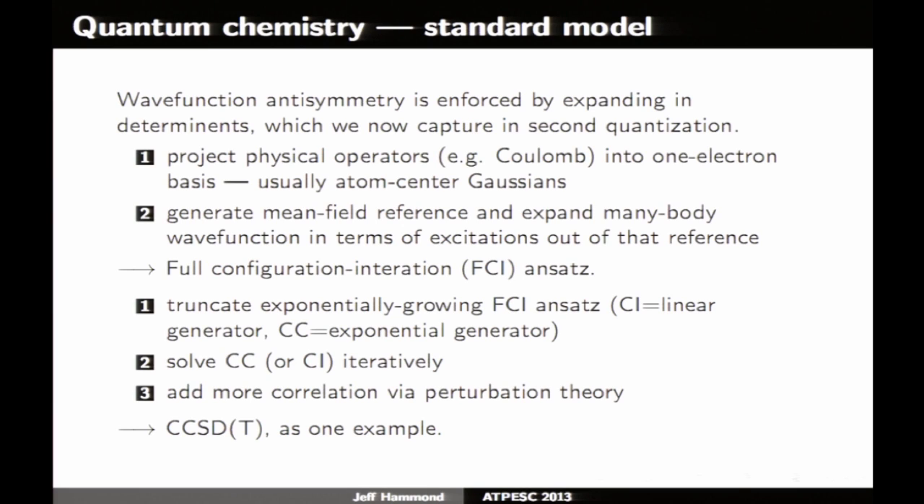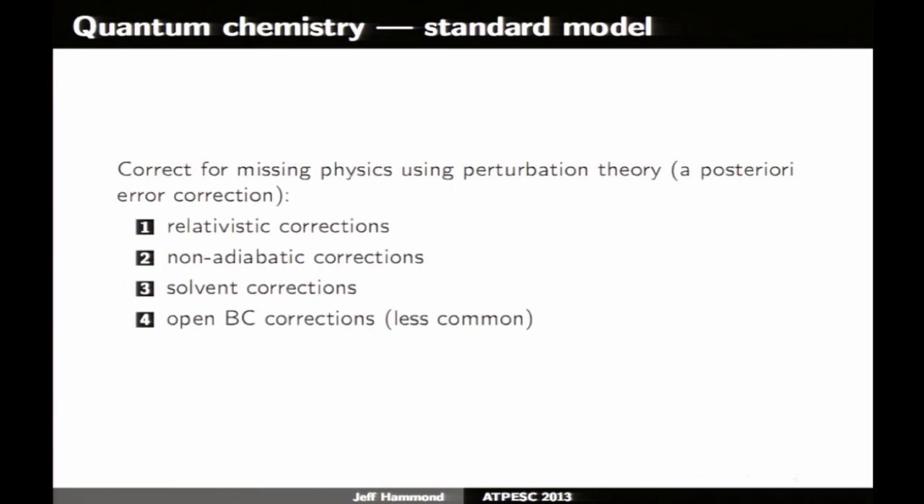So we can truncate that expansion in a variety of different ways, and solve those truncated equations iteratively, and then we can add more corrections via perturbation theory. And this would get you to something called CCSD(T) if you went down this path a long way. So you've made like 15 approximations or something, and you get to a very expensive and accurate method. That's just the flow chart for how we get to where we're going.